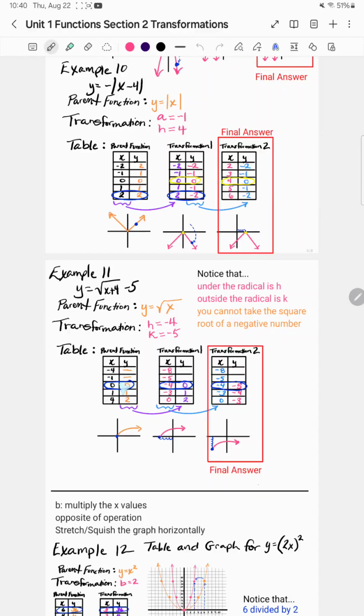You can see in our parent function table, -4 doesn't have an answer. We cannot take the square root of a negative number. But we've chosen, instead of the numbers we typically use up here with -2, -1, 0, 1, 2, now we're going to be using these different numbers. The reason why we're choosing these is because you get a whole number when you take the square root of them. Like I can do the square root of 4 and get 2. But if I tried to take the square root of 2, it would give me a nasty decimal. So we don't want to use these same numbers.